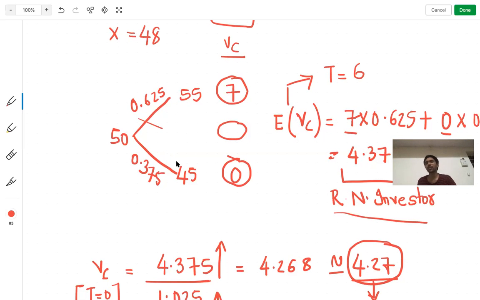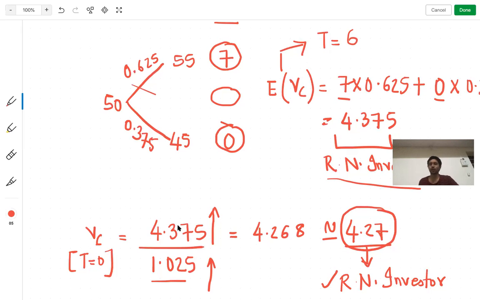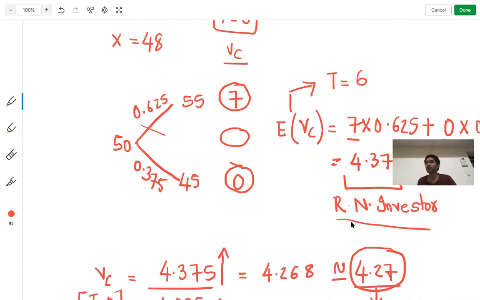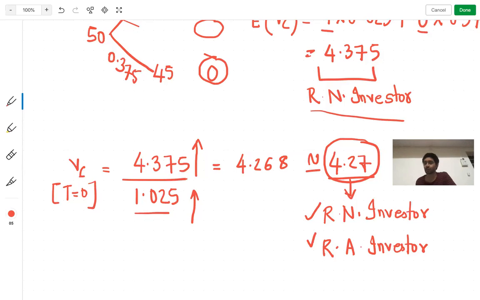Okay. And then what I did was I calculated the expected value of a call option. And then the value of a call option today is the present value of the future cash flow, or the future expected value of a call option. Okay. So the future cash flow was 4.375. I discounted it with my required rate of return, which is the risk-free rate of return. When I'm saying over here, I refers to I as a risk-neutral investor. Okay. Therefore, when I do that, I've got an answer of 4.27. And we said that this 4.27 holds good for a risk-neutral investor as well as for a risk-averse investor.